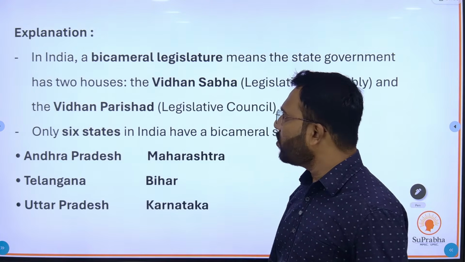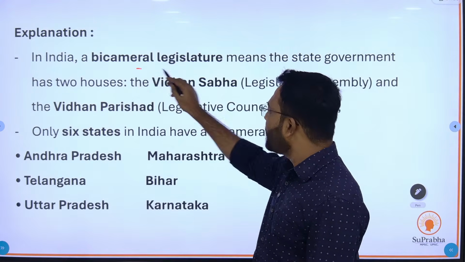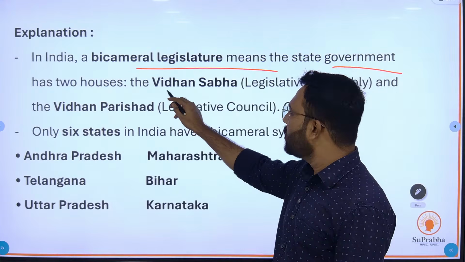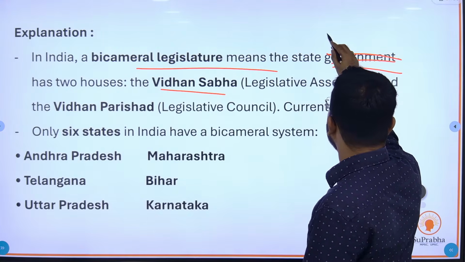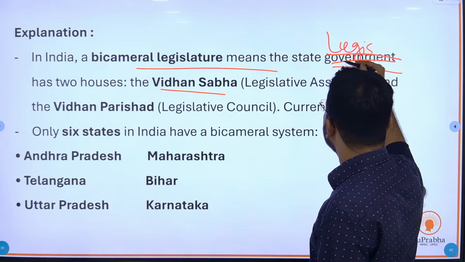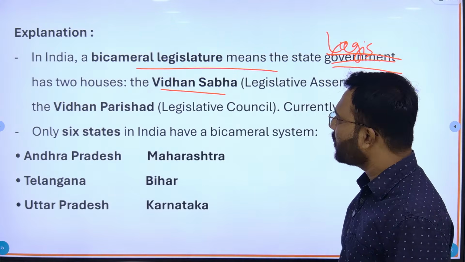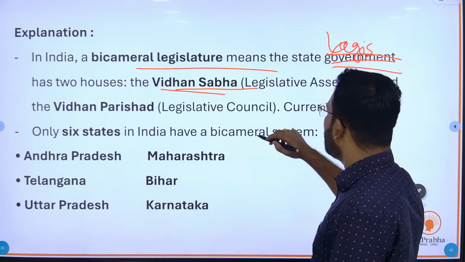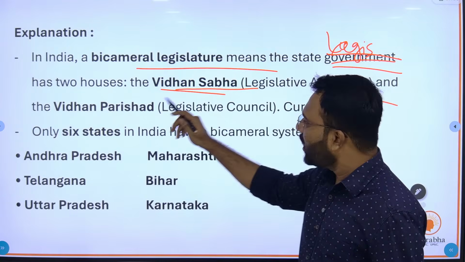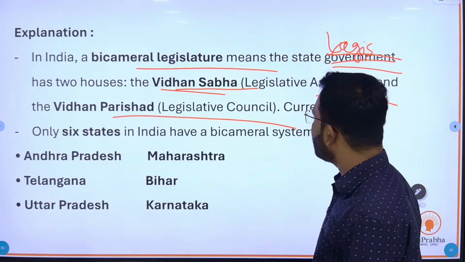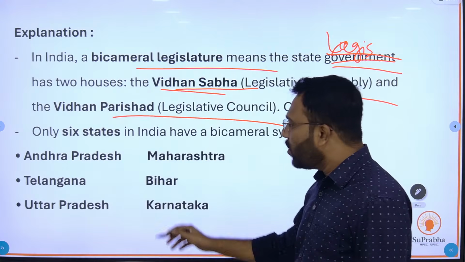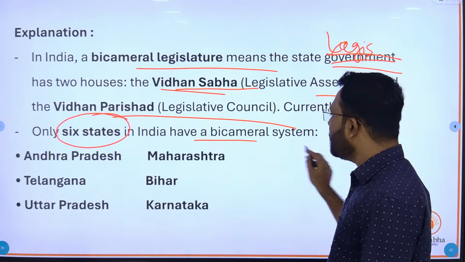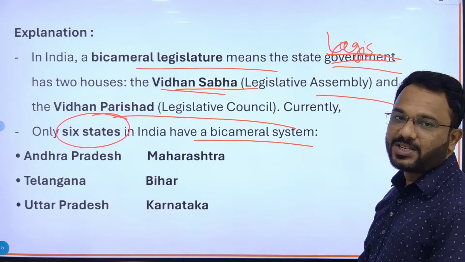Let's discuss what we mean by bicameral. Bicameral legislature means the state has two houses. Okay, this is not the government, that is the state legislature. Fine. The legislature has two houses, Vidhan Sabha, that is the Legislative Assembly, and Vidhan Parishad, that is the Legislative Council. Currently, only 6 states in India have a bicameral legislature.